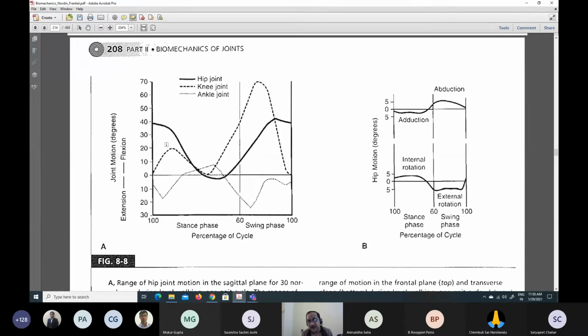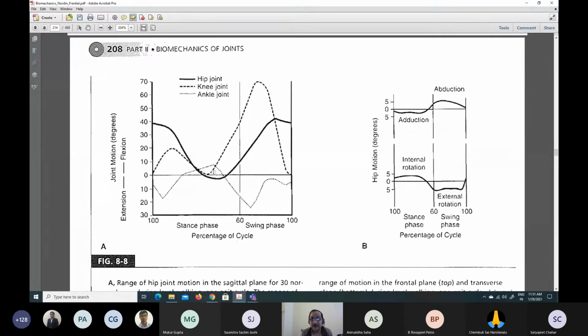If you consider the start, the hip joint scores the maximum degrees of flexion. As you move from stance phase to swing phase, this angular deformation reduces with increase in the percentage of the gait cycle, but it again increases during the swing phase and rises to around 40 to 45 degrees of flexion.